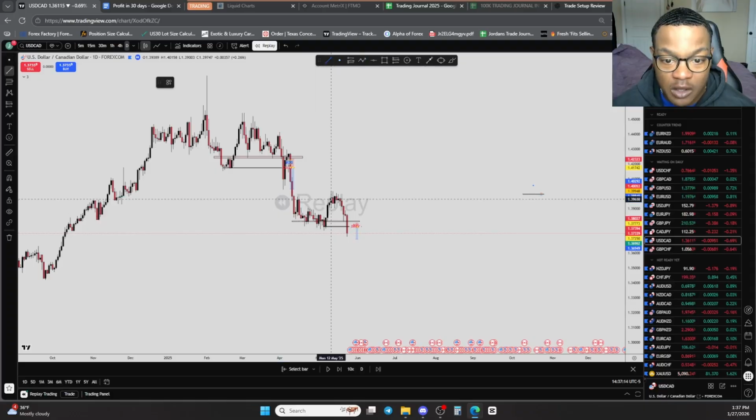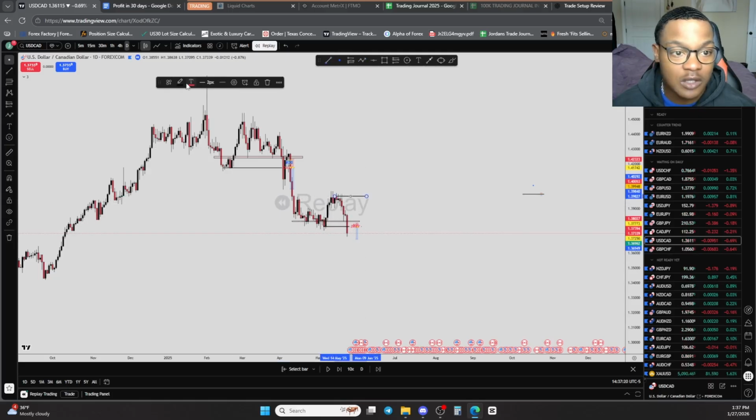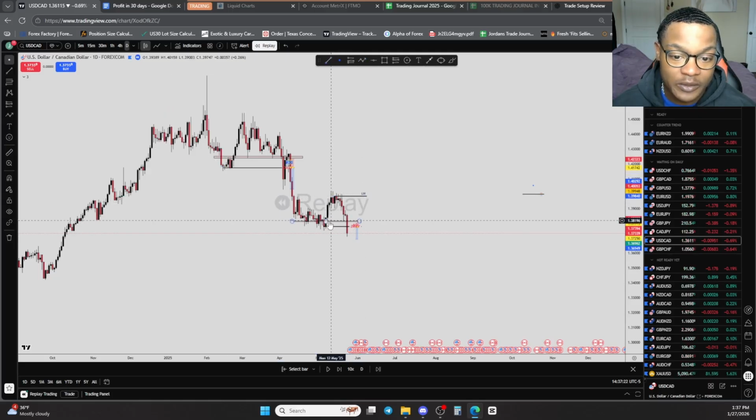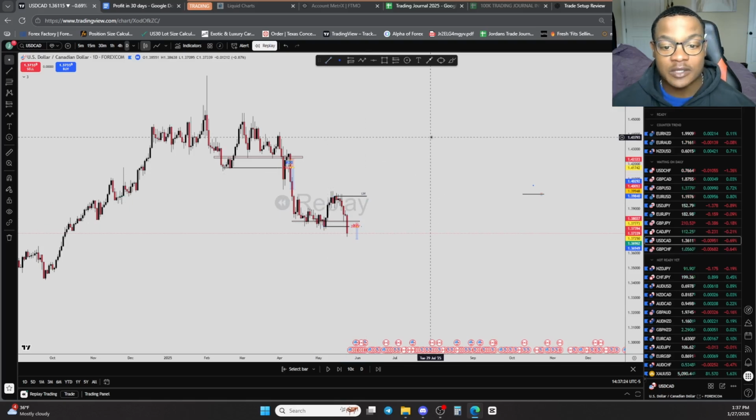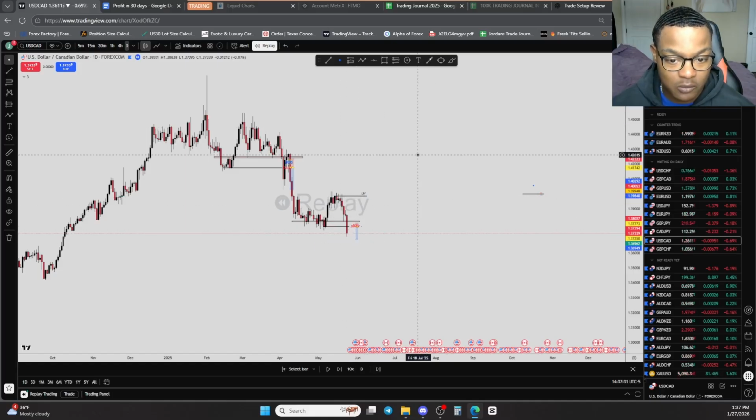And as we mark this off, we see that what happened? We see that this break of structure took place. We can now mark this off as our lower high, and we saw this as being our recent break of structure. Well, on the daily time frame, I'm able to identify now that I'm bearish on the daily, which is good.